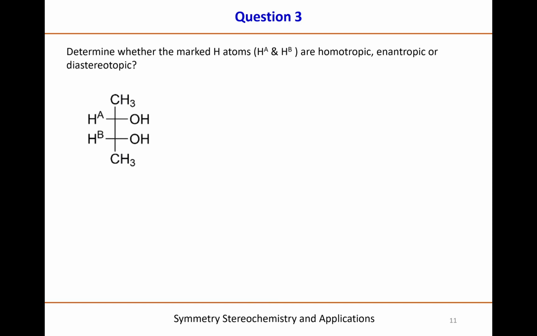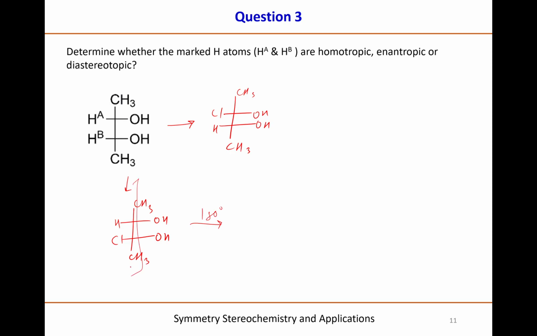Next example is this one. In this case, you can see that in this molecule, if I change one HA by Cl, so here I am going to change it by Cl, H, H and CH3. Got it? And in the other case I will change this HB with Cl, H, H, CH3, CH3. Here again we have two halogens, right? So if I rotate the molecule by 180 degrees on this center, what will I get?